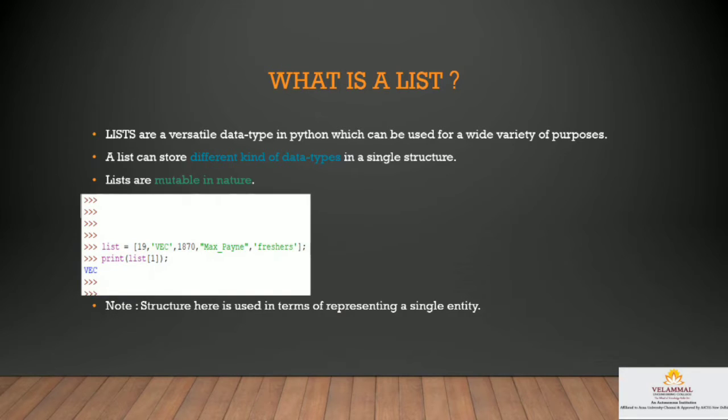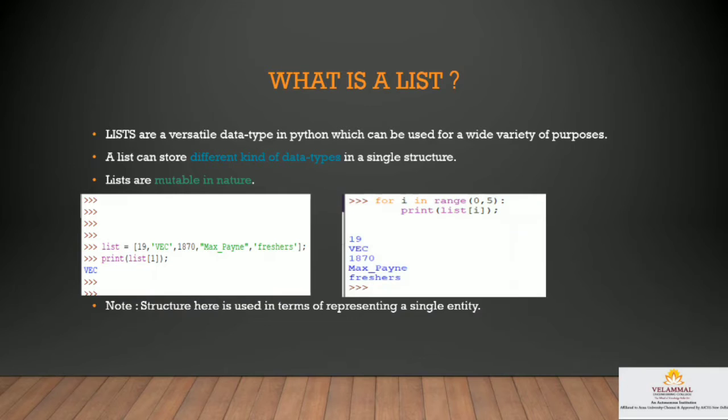So that's one thing. And the next thing is it's mutable in nature. I will explain what's meant by mutable by using the program in a later session of the video. The one on the left shows how to declare a list, and I'm just printing index 1 of the list. In the next one, I'm using a for loop to display all the items in the list. I'll explain it using a program also.